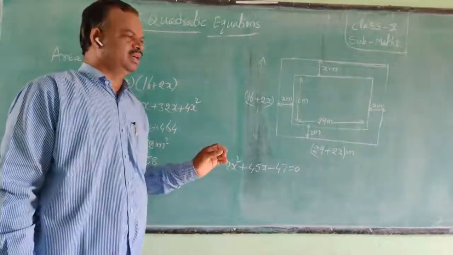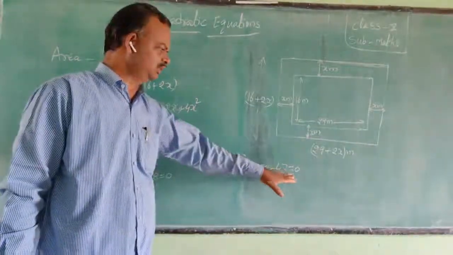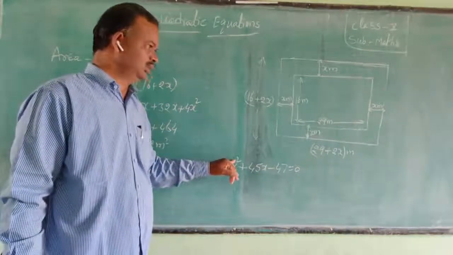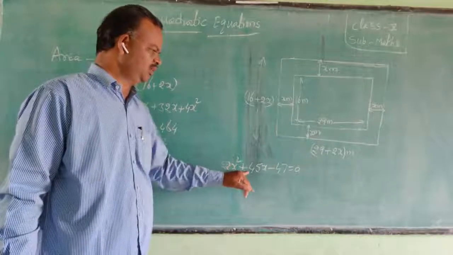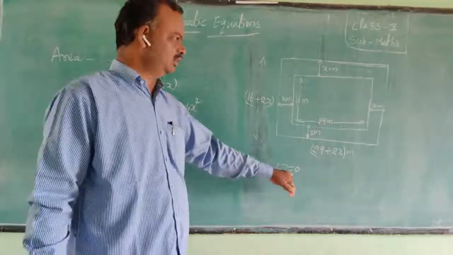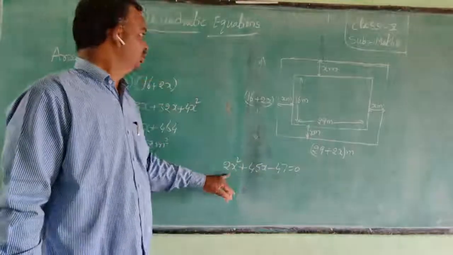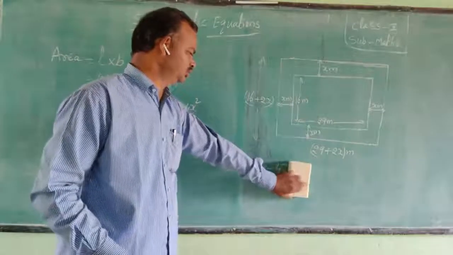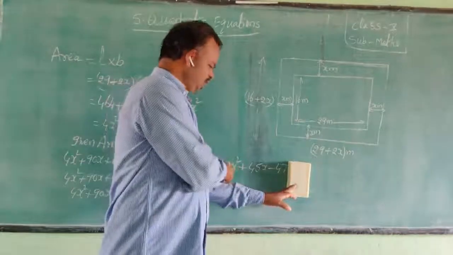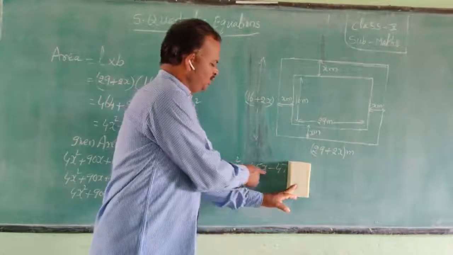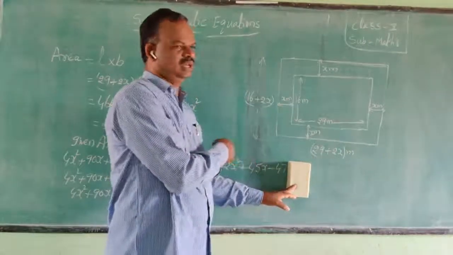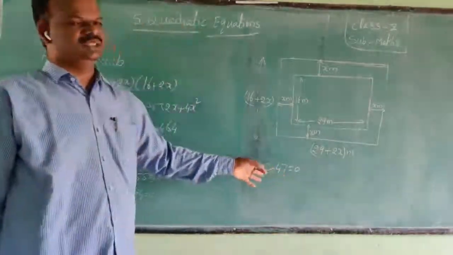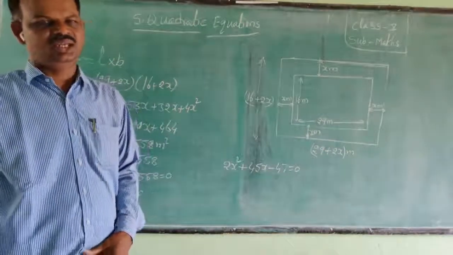Here, a quadratic equation means the polynomial has power degree 2, so its degree is 2, so it is quadratic, and this value is equal to 0. So it is a quadratic equation. If there is no equal to 0, and it is only 2x square plus 45x minus 47, it is a quadratic polynomial. But when it is equal to 0, it changes to an equation.